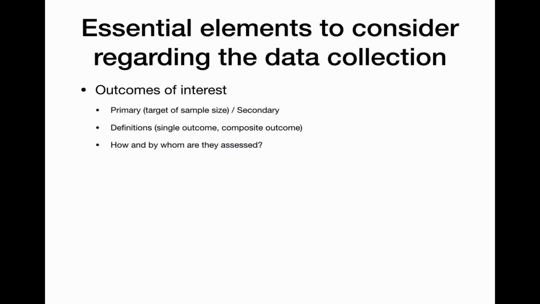And then lastly, for the outcomes of interest, we need to define a primary endpoint, which is also the target of the sample size, and we need to determine secondary outcomes of interest. And we need to be very specific about their definition and indicate whether these are single outcome endpoints or composite outcomes.